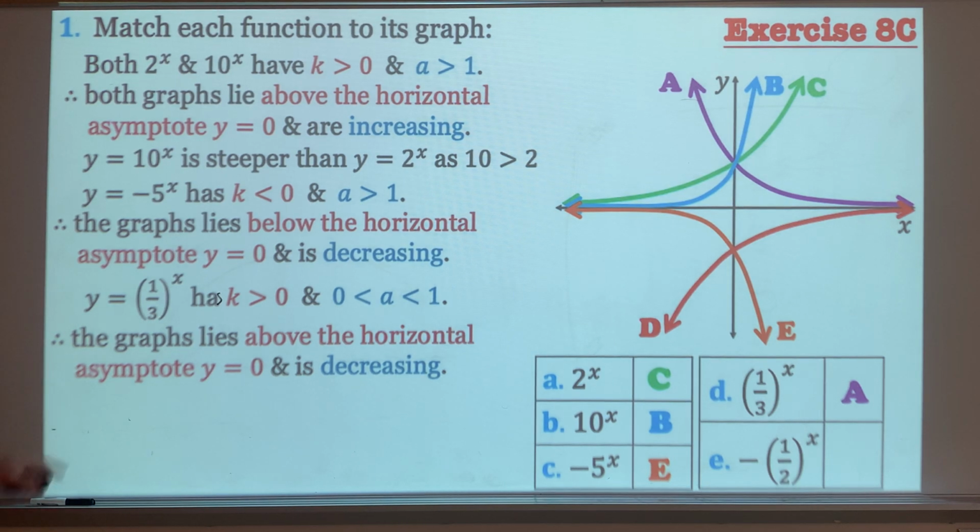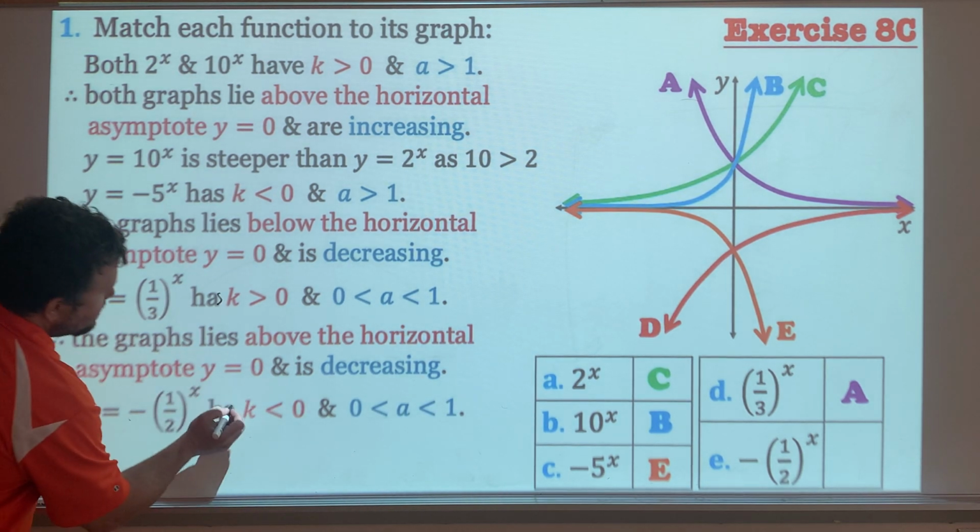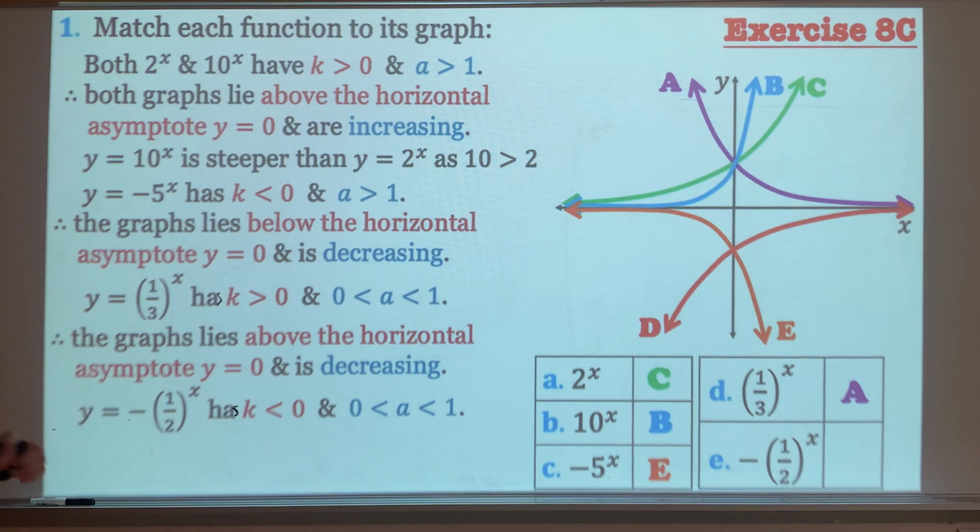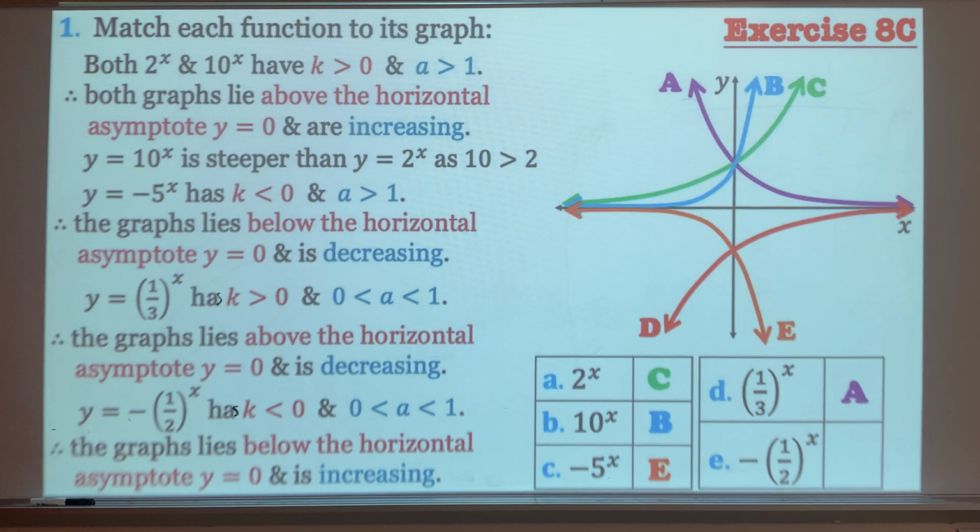And the last one, negative 1/2 to the x, has k less than 0 because it's negative, and a between 0 and 1 because it's a fraction. So because it's negative, it is below the asymptote, y = 0, and because it's a fraction, it is increasing. Only choice there is D, because it's a fraction below. So you're just putting all your rules together and solving for them.